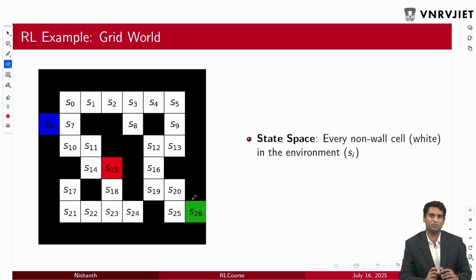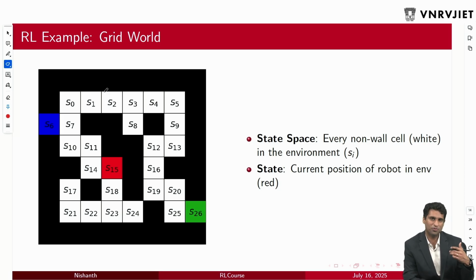Now, because we have defined an RL problem as having states, actions, and rewards, let's look at states, right? Every possible cell in this grid world can be considered as a possible state that the agent can be in. So the robot has to be in one of these cells, and it cannot be in any other cell apart from these cells, right? What I have done here is, for every cell in the grid world, I have assigned some index S0, S1, S2, and so on. So this particular environment has 26 possible states that the robot can be in.